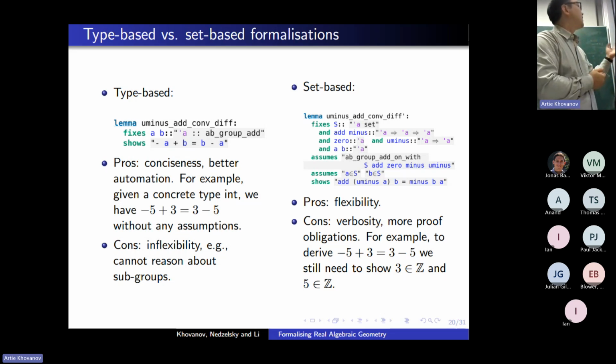But the bad part with this formalization is that it's quite inflexible. The carrier set is actually the whole type, so we cannot talk about subgroups either.